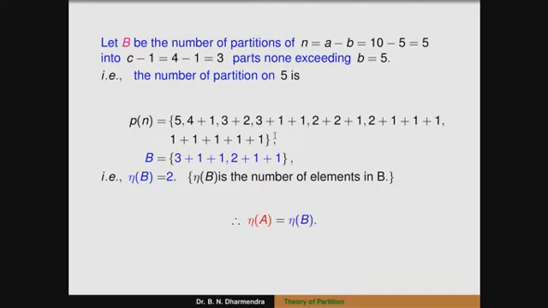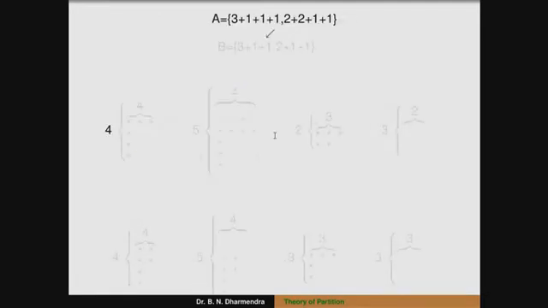So I have to take this statement. We have to show this is one-one and onto. One-one and onto means, what is the value of A? A can be written as 3 plus 1 plus 1, and the other part is 2 plus 2 plus 1. Similarly B can be written as 3 plus 1 plus 1, 2 plus 1 plus 1. So this partition is one-one and onto.